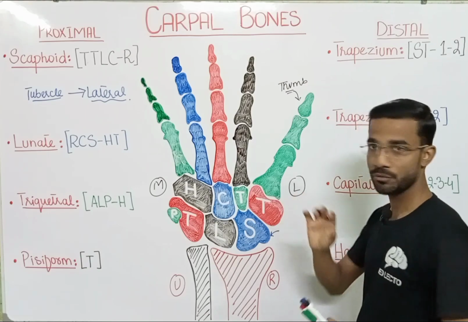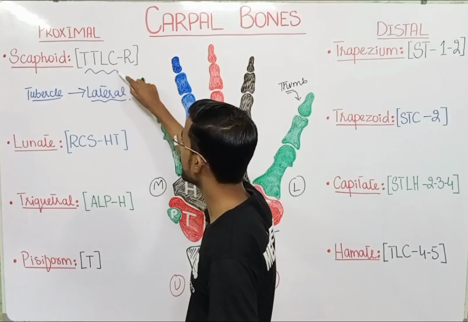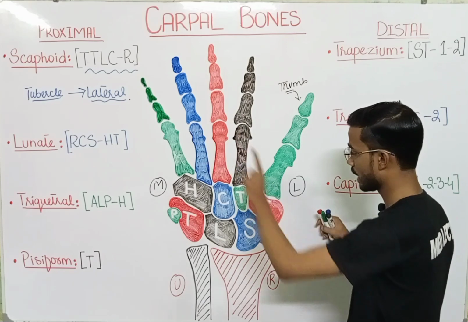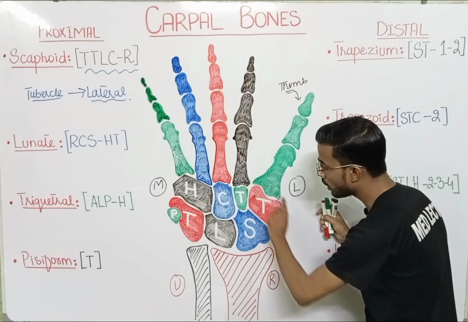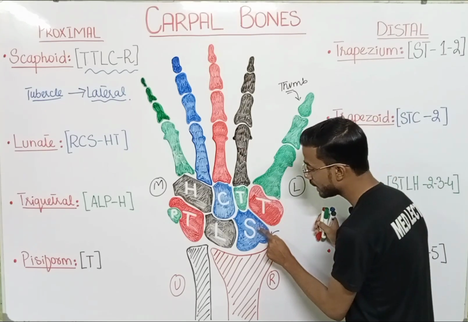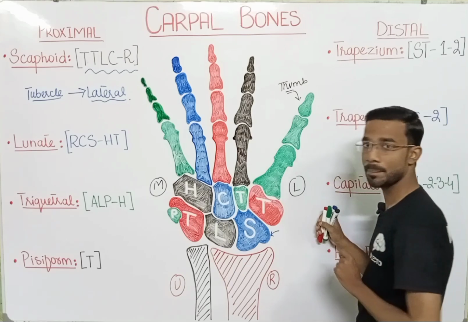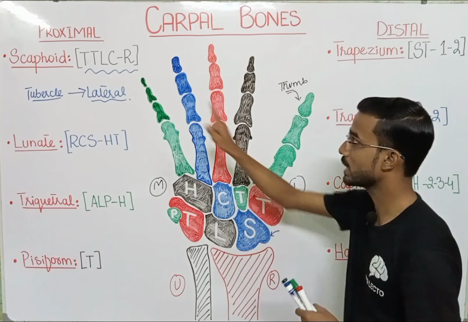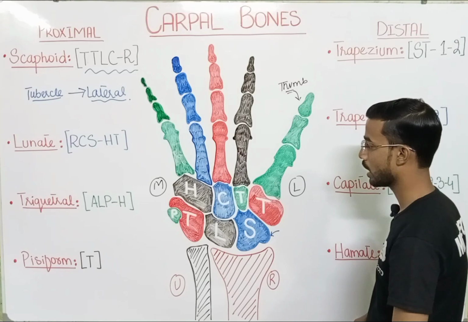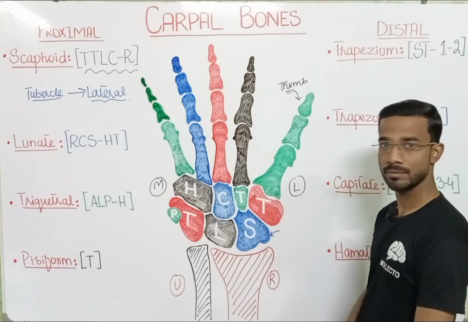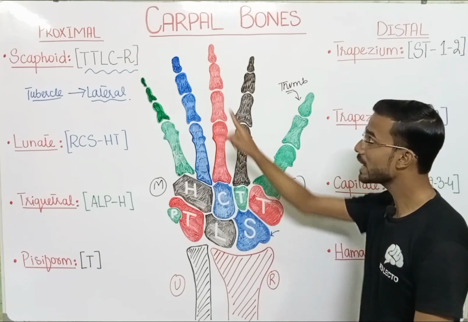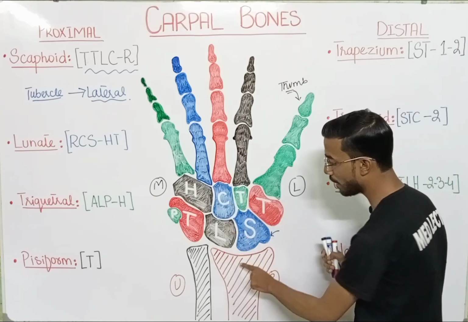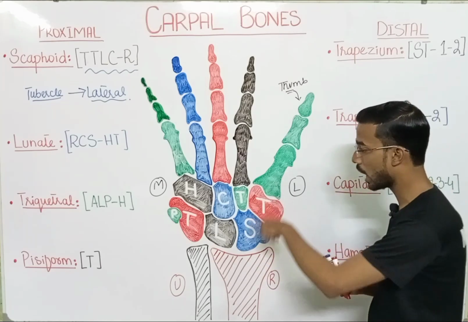Next, we will discuss how many bones the scaphoid bone attaches to. If you make a mnemonic, that mnemonic is TTLCR. What does it mean? The scaphoid bone is surrounded by different bones. It attaches to the trapezium bone, and it also attaches to the trapezoid bone. Trapezium, trapezoid: TT. Next, L stands for lunate, C stands for capitate, and R for radius. So it is surrounded by 5 bones overall, and it articulates with all these 5 bones.